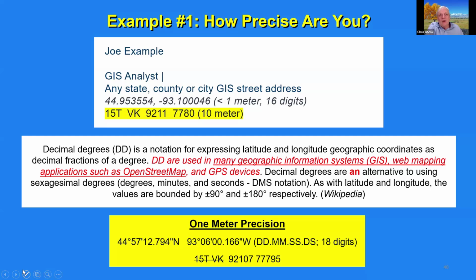So let's drop down and look at 1 meter precision and change it to degrees, minutes, seconds. If you typed it into the FCC conversion site, you also end up with decimal seconds, which takes it out to 18 digits. And as you heard from Randy, you can get rid of 15T and Victor Kilo, and 1 meter precision is now at 10 digits on US National Grid. Now, are you confused yet? Because I'm going to confuse you even more.